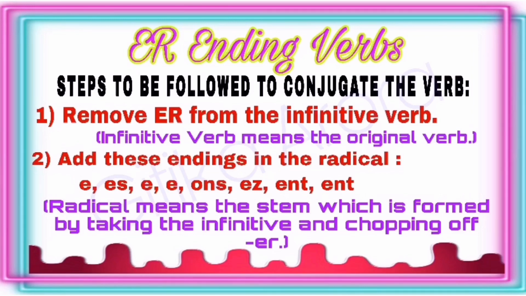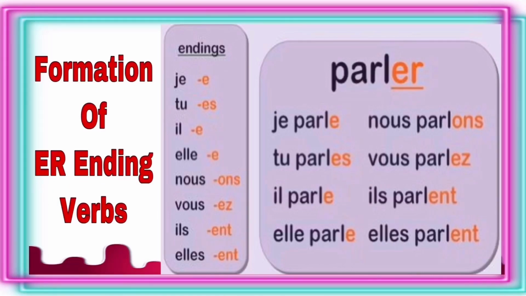Okay, now let's understand it with the help of an example. Here I have taken the verb parler, which means to speak, and I have written the endings also which you need to add to the radical. So let's revise the endings first. With je, you need to add E. ES with tu, E with il and elle, ONS with nous, EZ with vous, and ENT with ils and elles, plural.